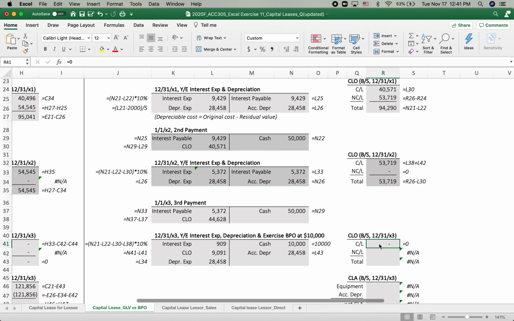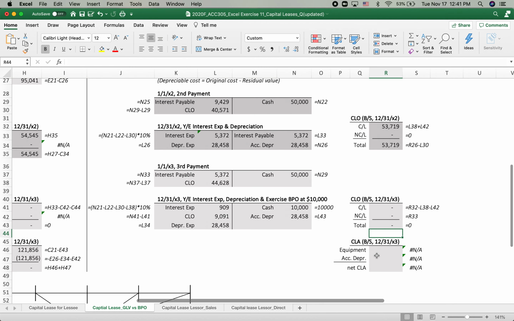Okay, let me just show you why we've done. Let's just start from exactly the same balance of the last year, because that is the beginning balance of the current year. So this current liability should be reduced by the payment of these two. So we don't have any current liability or non-current liability for the CLO, so there's no value in total.